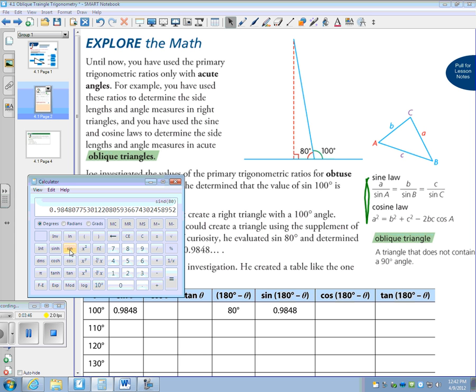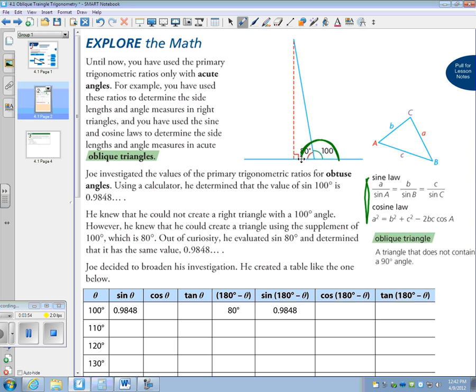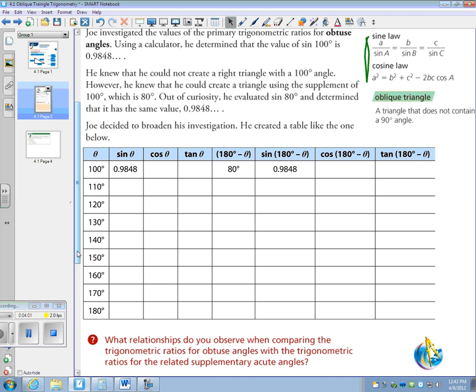He said, wait a second, I'm going to see what's going on here. I'm going to see the relationship between angles that add up to 180. I'm going to see if there is some sort of relationship between the sine, cos, and tan. That's what we're going to do together right now, and then I'm going to press pause and you're going to finish this. Okay, so he saw that the sine of 100 was 0.98.